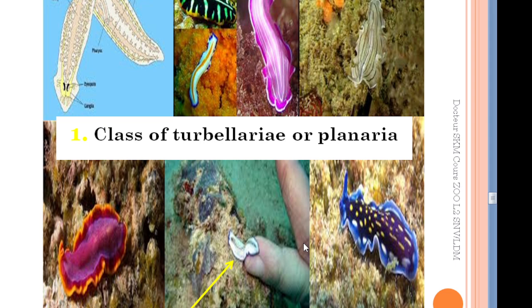So let me show you the first class. The class of Turbellaria or Planaria lives in free life. They are sea livings and they live in the sea. As you can see, there are different forms with different colors and different sizes. Here you can see that this animal is very small. Here, this animal can measure about 10 centimeters, and in the dorsal side they can have different colors. I will return to this class to study it, but for the moment you have to know that they are flattened and they live in the sea.